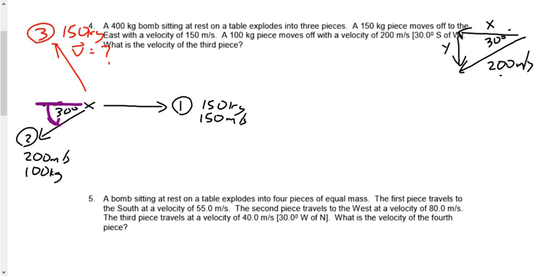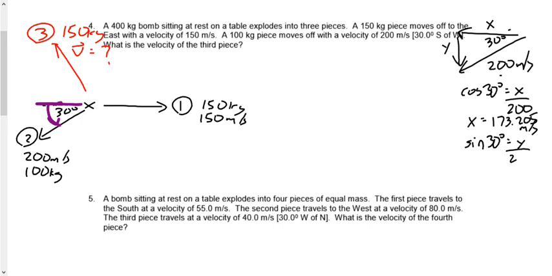Adjacent over hypotenuse. Cosine, yeah. So cosine 30 degrees is equal to adjacent, the x, over the hypotenuse, 200. X ends up being 173.205 meters per second. And for the y component, it's the other one, right? Sine 30 degrees is equal to opposite over hypotenuse. Y ends up being equal to 100 meters per second.